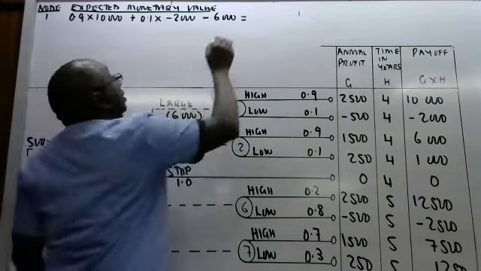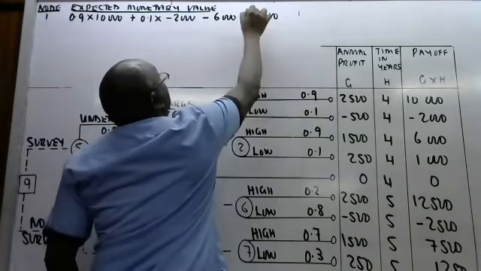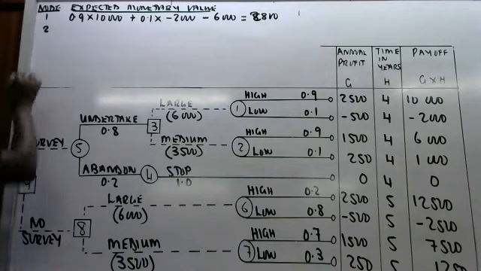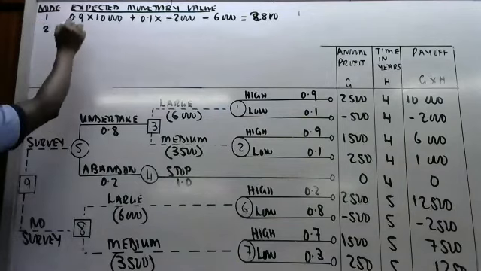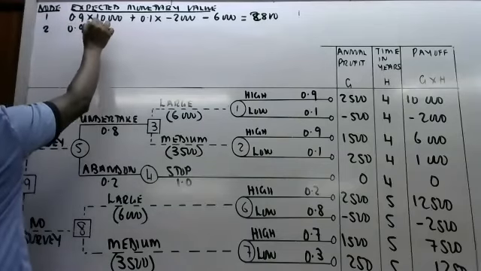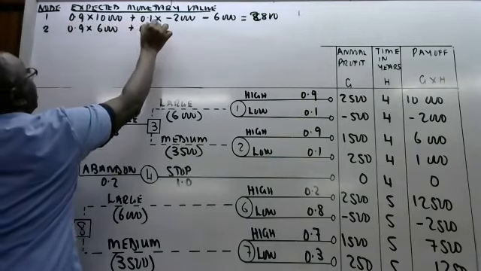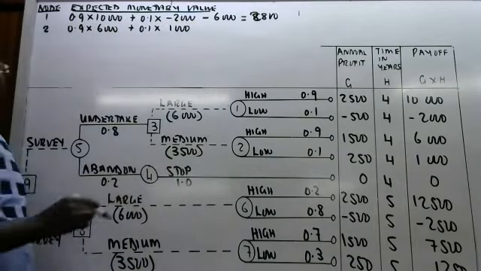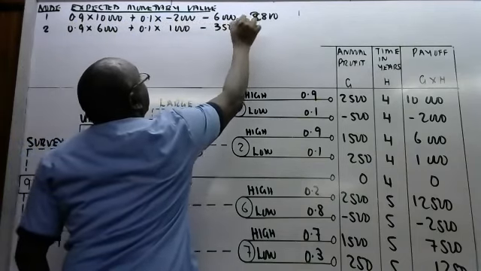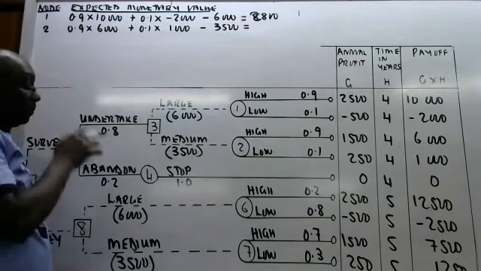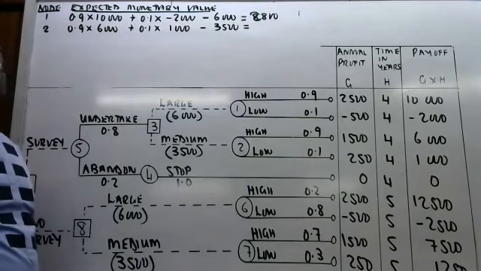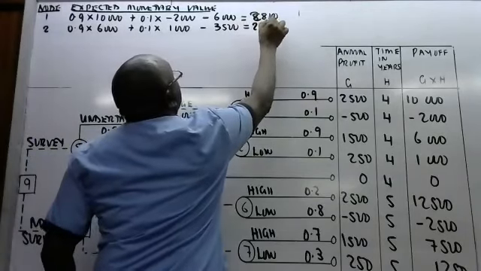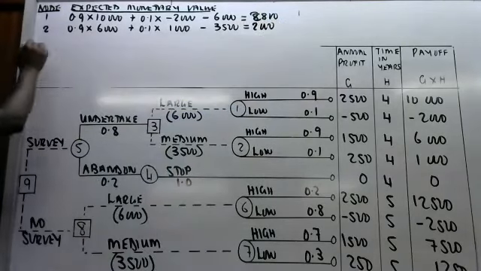2800. Okay. Alright. We're going to number two. Number two, we do the same thing. 0.9 times 6,000 plus 0.1 times 1,000. But now you can see there is a cost that is coming in here. Minus that 500. Minus that 500. Two thousand.